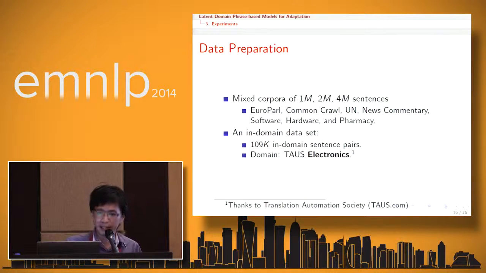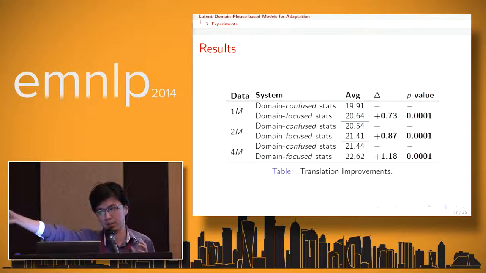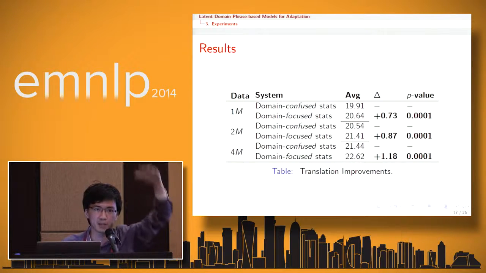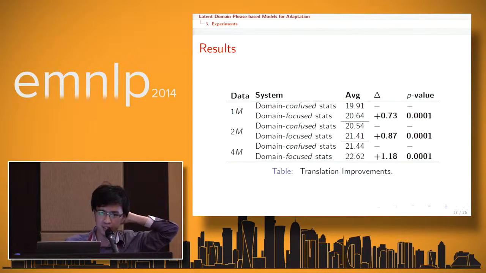Okay, for data preparation, we train on a mix of domain data of 1 million, 2 million, and 4 million parallel sentences, combining a lot of data from a lot of domains and resources. And we use an in-domain data set with, for example, 100K in-domain sentence pairs, and the domain is consumer electronics. And here you can see that when we use the domain-focused statistic to replace the domain-confused statistic, we achieve significant improvement. And the really interesting point is that when we increase the training data to larger and larger, we observe a better improvement. It's really interesting, I think.